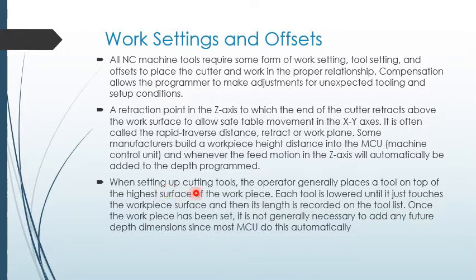The second method is when setting the cutting tools, the operator generally places a tool on the top of the highest surface of the workpiece. So this is the second method. Manually the operator moves the tool and keeps it on the highest surface of the workpiece, or each tool is lowered until it just touches the workpiece surface, and then its length is recorded in the tool list. Once that workpiece has been set, it is not generally necessary to add any future depth dimensions since most times this is done automatically.